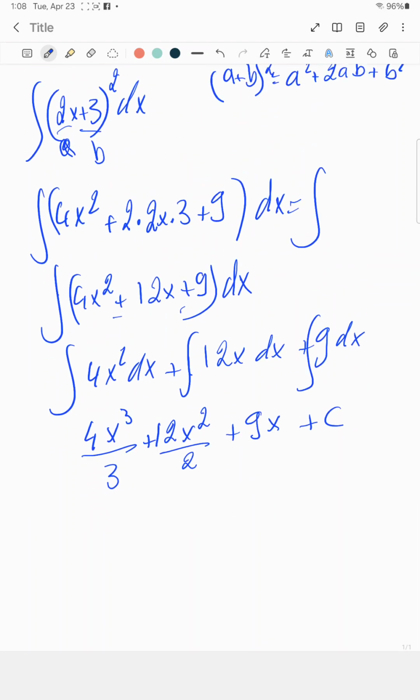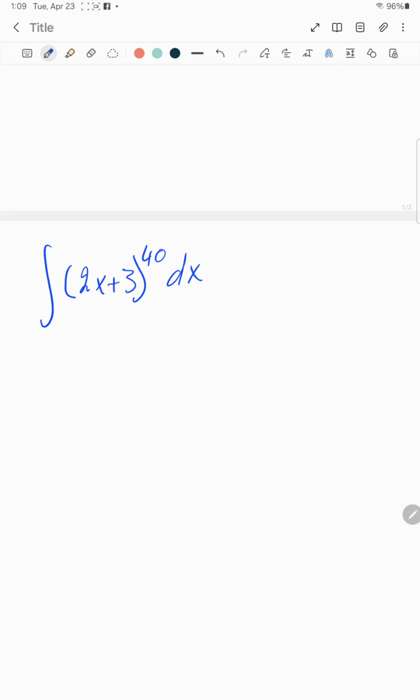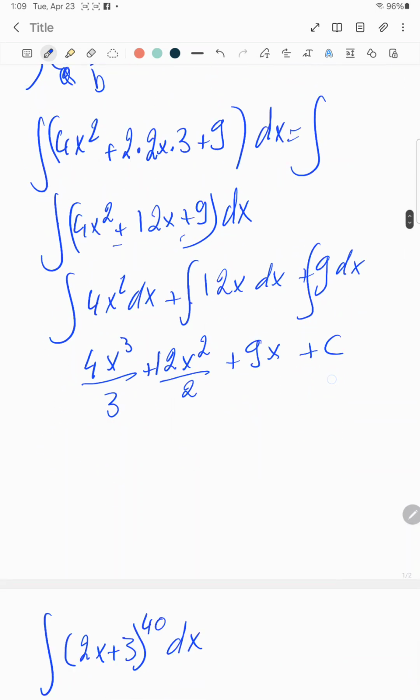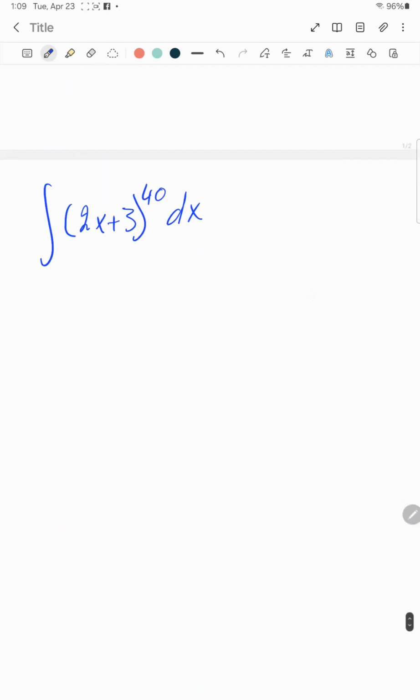But imagine I have an integral like this now. The integral of (2x plus 3) to the power of 40 dx. Trying to solve this with the method that we saw here will be very, very difficult. But if I say let u equal 2x plus 3, then I have my du, the derivative of u, equal to 2 dx. So I have dx here and I have dx.